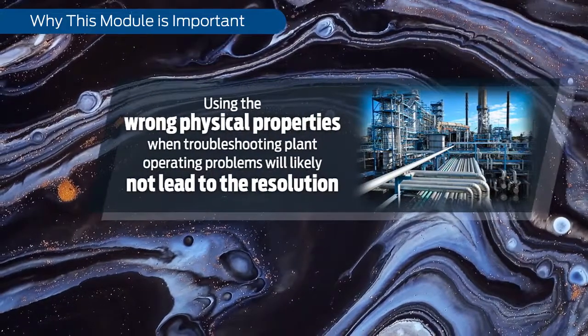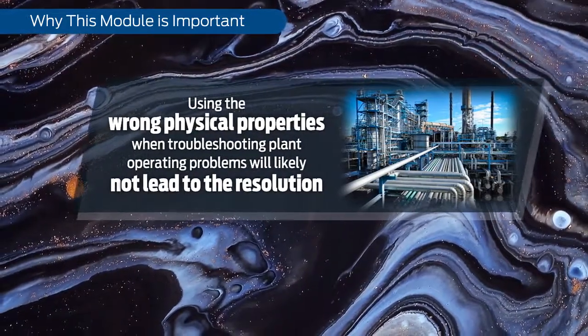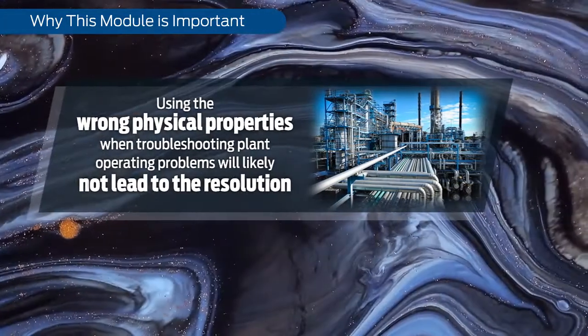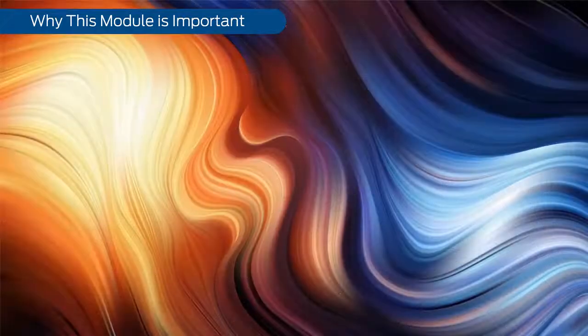Using the wrong physical properties when troubleshooting plant operating problems will likely not lead to the resolution or fix of the issue. This section of the core skill module introduces the concepts that underlie physical property correlations.